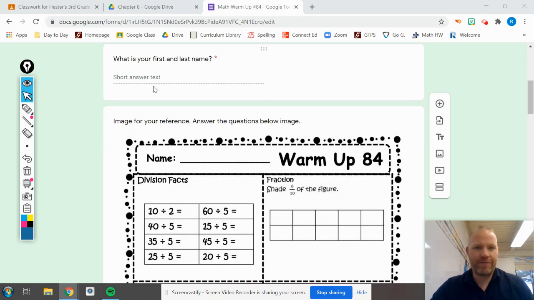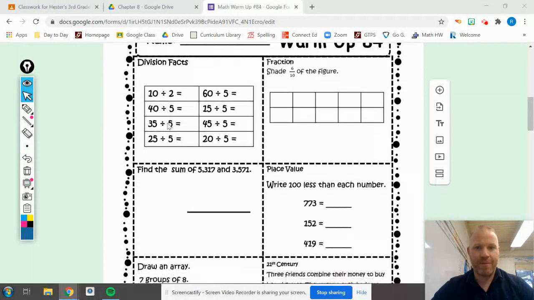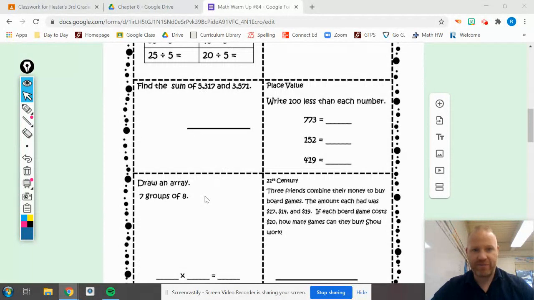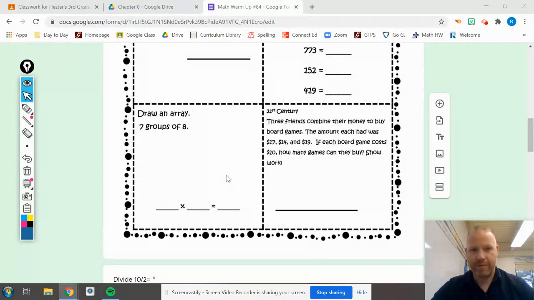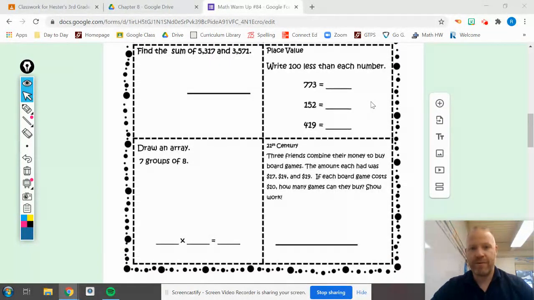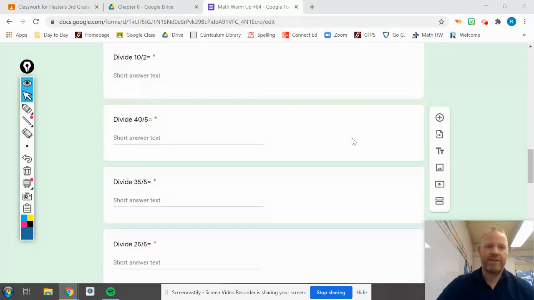We're on number 84. Start off by putting your name here and getting a piece of paper and a pencil. So first you see that we have division. You can see that it's written as 10 divided by 2. It's going to look a little bit different on our form because we don't have a division symbol, but it's the same thing, and we'll go over that. Then we have sum, which is adding. Then we have draw an array, which we're going to just talk about multiplication, fractions, place value, and our challenge problem. So first we start with 10 divided by 2.